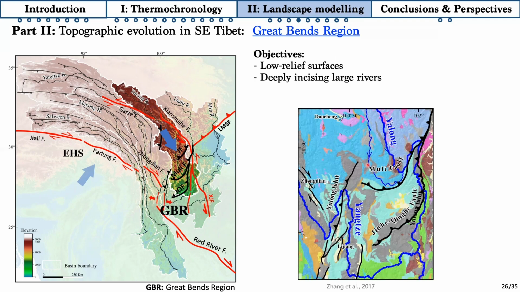So in this region, I would like to model the same characteristics of the topography. That means the coexistence of the low relief surfaces and the deep incising large rivers. And I will use the Yalong River catchment as an example too.